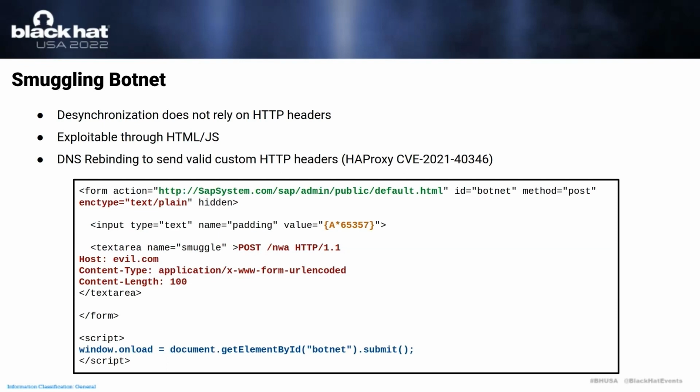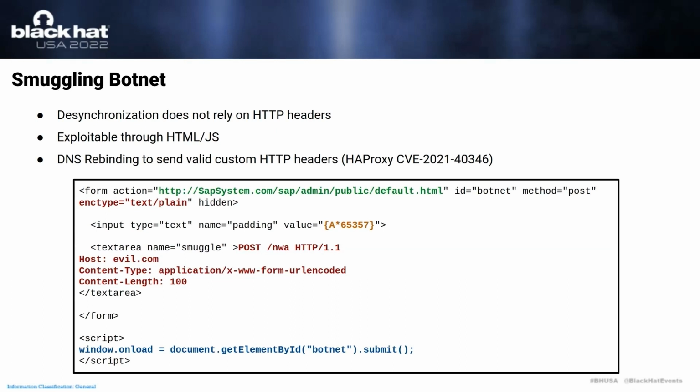So what is going to happen is we are going to be able to exploit this by using HTML forms or JavaScript. As you can see in the slide, I can create a form that is going to send a request to an SAP system with the URL starting with /SAP/admin, so it will be handled by an internal handler. It will contain a padding that will make this a long request. And at the end, it will contain the smuggled message. Of course, the smuggled message is the POST request to NWA, as we already saw. So when a victim receives this, the JavaScript that is found at the end will submit this form, and the attack will be created, but in this case, from the victim's browser.